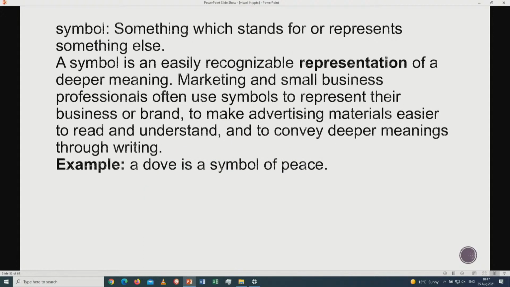We also have a symbol, something which stands for or represents something else. A symbol is an easily recognizable representation of a deeper meaning. Marketing and small business professionals often use symbols to represent their business or brand, to make advertising material easier to read and understand, and to convey deeper meanings through writing. We've got an example in front of us. A dove is a symbol of peace.